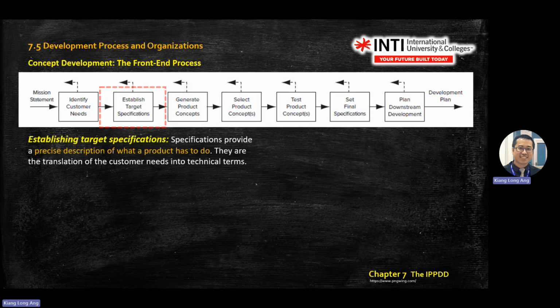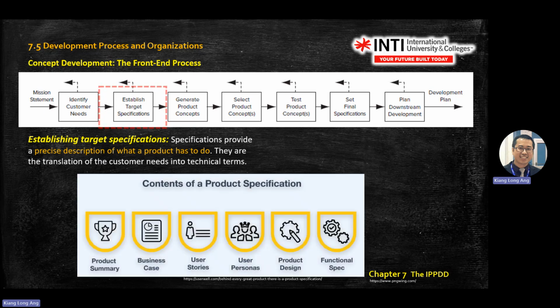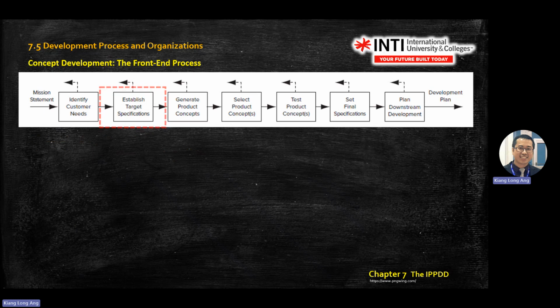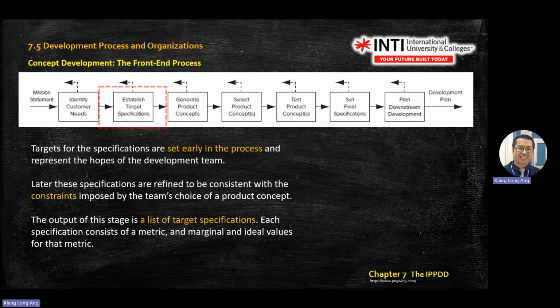So establish target specification. Target specification is a precise description of what a product has to do. So this is an example of content of product specification. You have a summary, business case, stories, and so on. The rest you read.